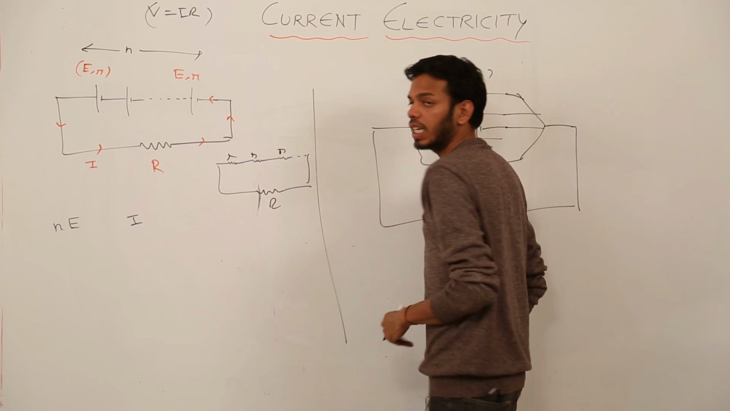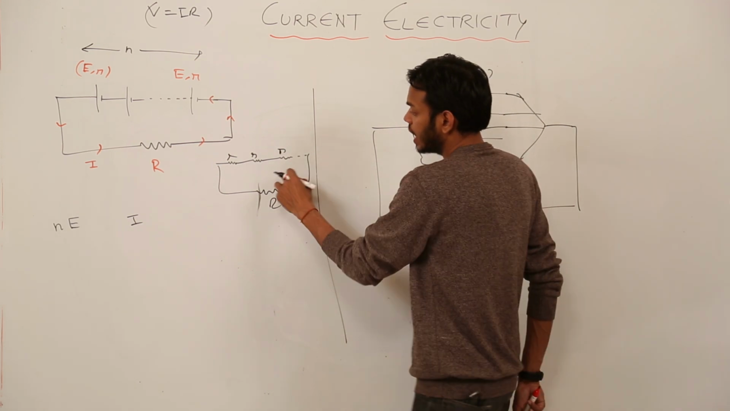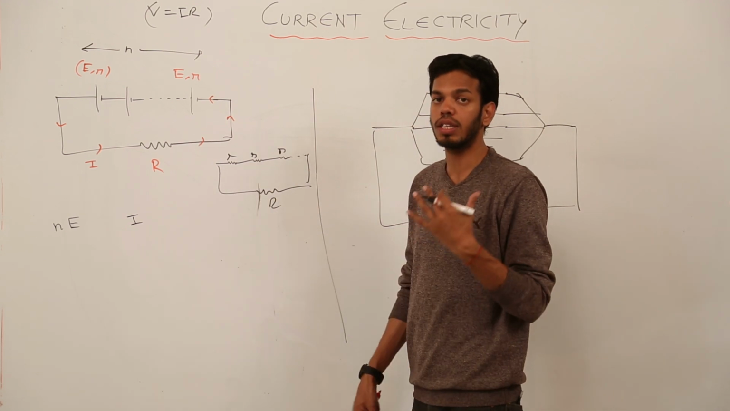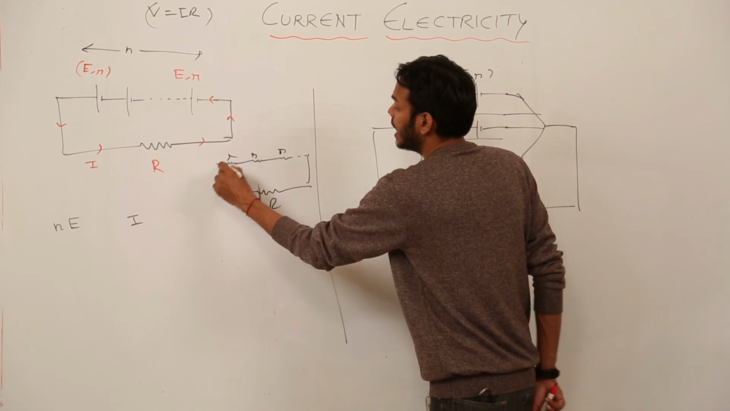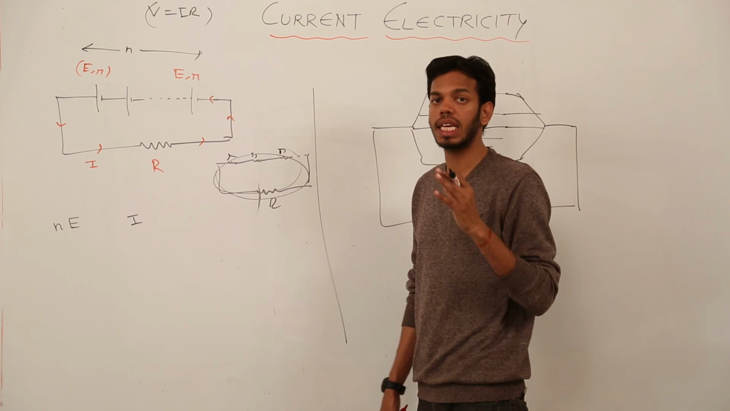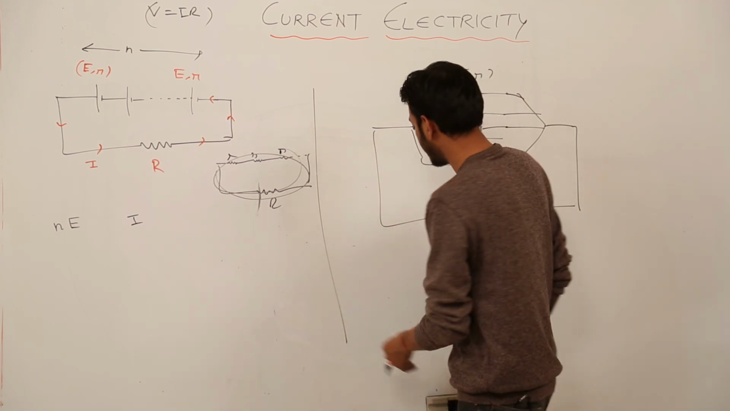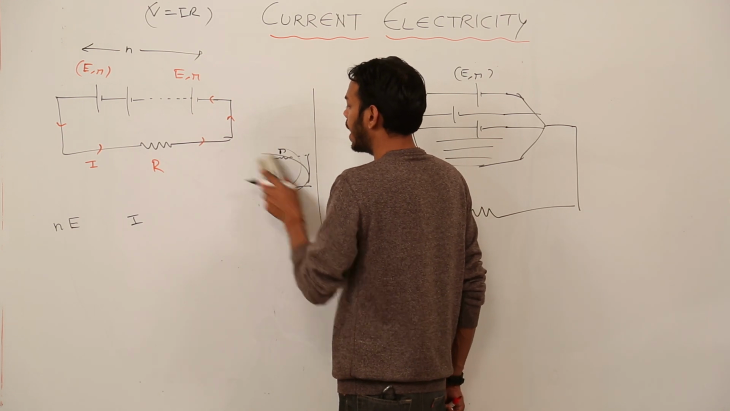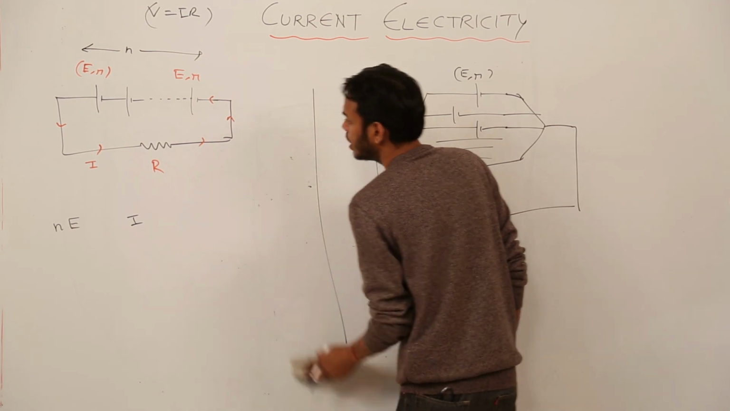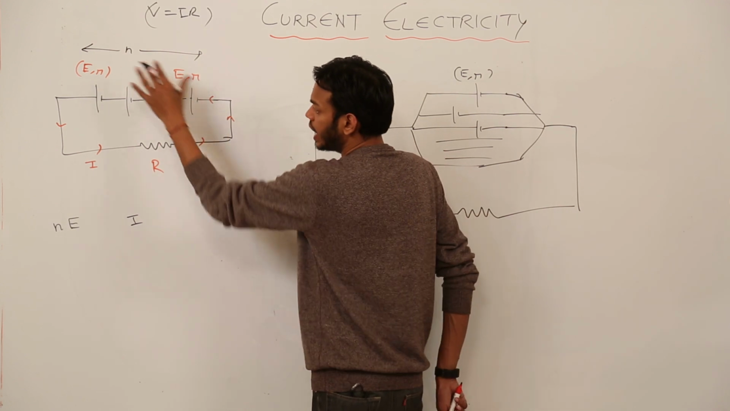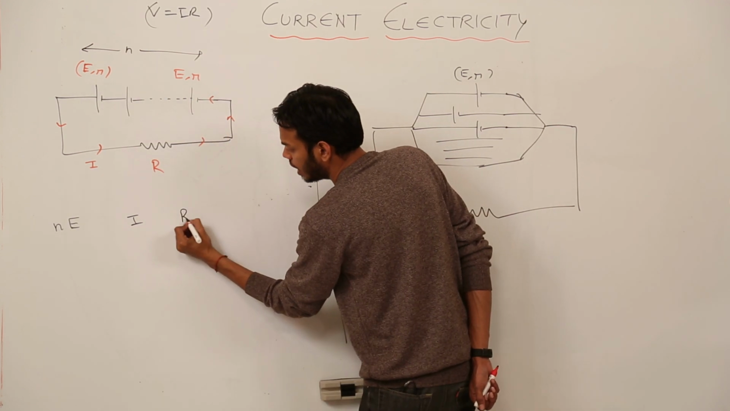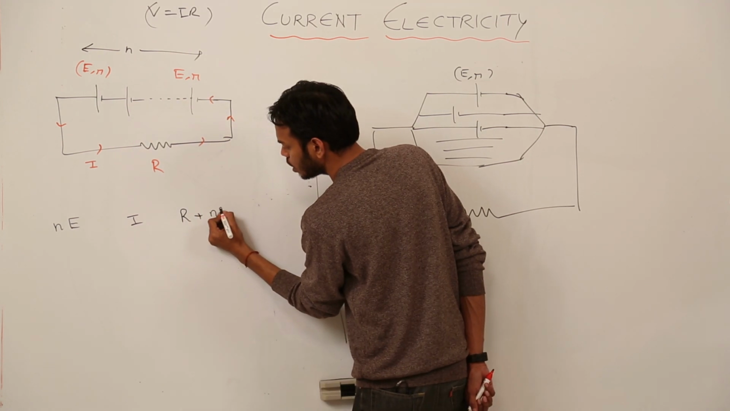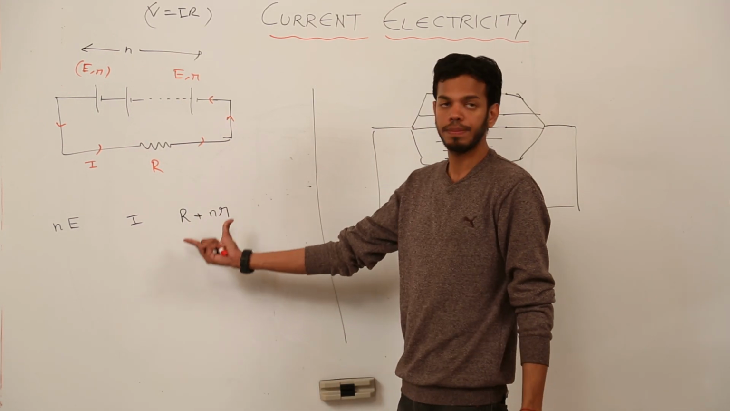So what is the net resistance of this circuit? All these small resistances and the capital resistance are connected in series, because that is the rule of series. They are all in a single line. Even if they are making a loop, they are still in a single line, which makes them in series. And in series, the formula is that we just add each and every resistor. So here the total resistance of the circuit is R plus n times small r.